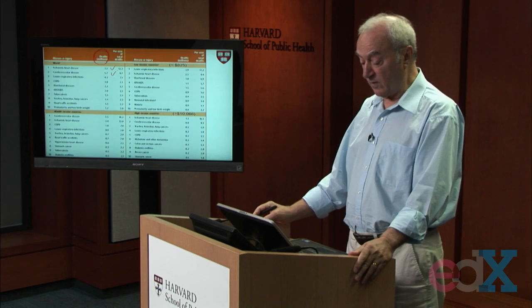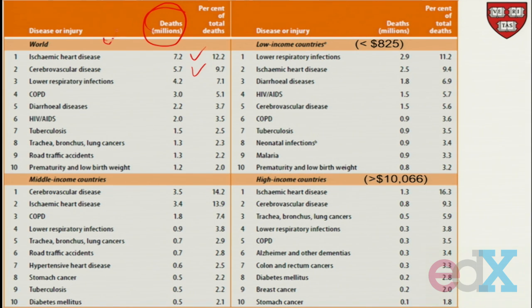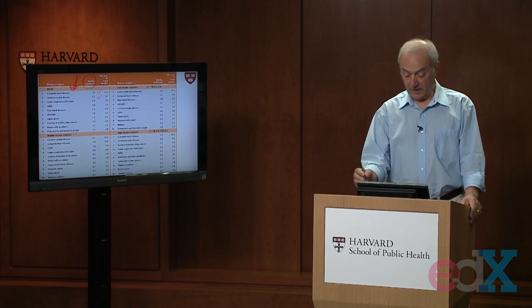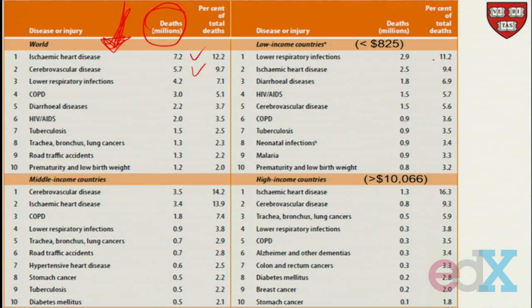So this panel here in the top left-hand corner, this panel up here gives us the world. Now what they did at the WHO, the World Health Organization, they classified each country into one of three groups. Either the low income group, that's this one up here, or the middle income group, that's this one here, or the high income group, and that's this one here.